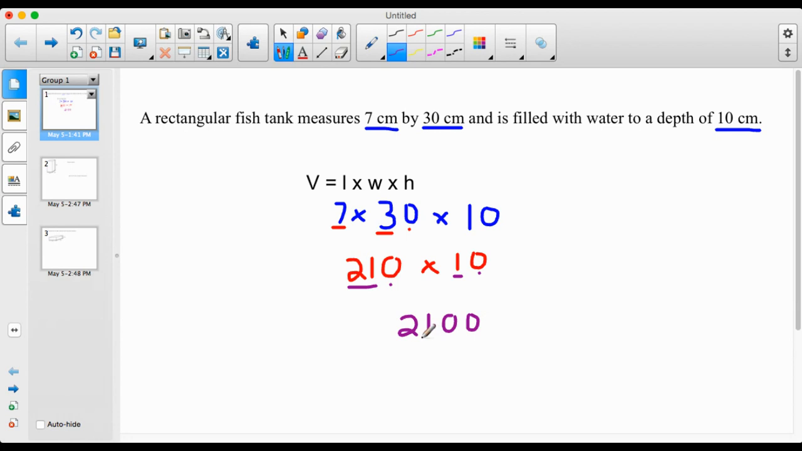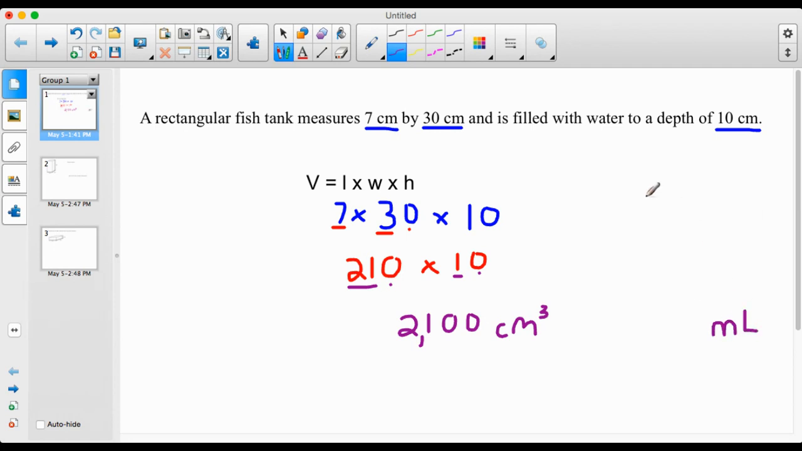Now, there are 2 different types of questions that they could ask for this problem. If they just ask the volume, that's easy. We would say 21,000 cubic centimeters, and we write that like centimeters with a little 3 as our exponent. But if this is talking about water, it might ask us, how many milliliters is this?